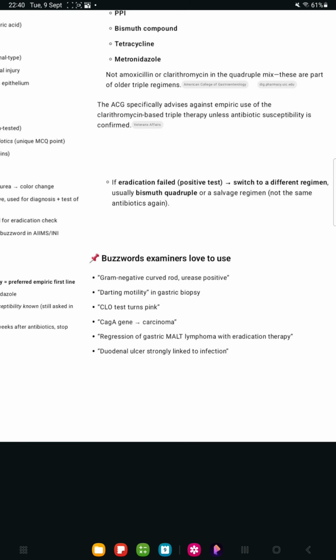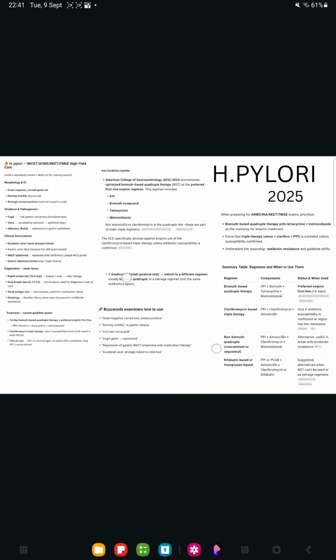So this we know, and now the buzzwords, just go through this. Gram-negative, curved rod, urease positive, darting motility, CLO turns pink, CagA carcinoma, and regression of MALT lymphoma with eradication therapy, and duodenal ulcer strongly linked to the infection. So this is all about H. pylori. Thank you.